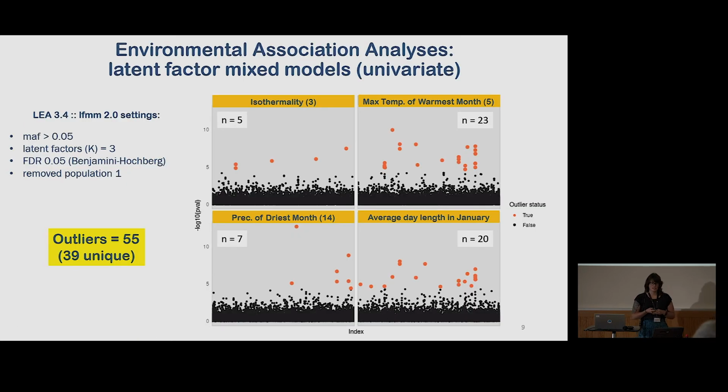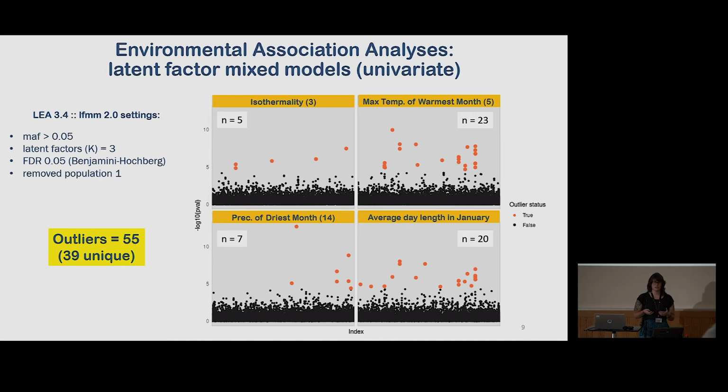So the first thing I did, combining the genetics and the environment data, I did environmental association analyses. The first one was a latent factor mixed model, which is a univariate approach. Essentially, this looks at one SNP and one environmental variable at the same time. For the basic analysis, I ran 3 bioclims that were fairly uncorrelated with each other: isothermality, max temperature of warmest month, and precipitation of driest month, looking at temperature, precipitation, and then average day length in January, which is probably related to circadian clock and phenology.